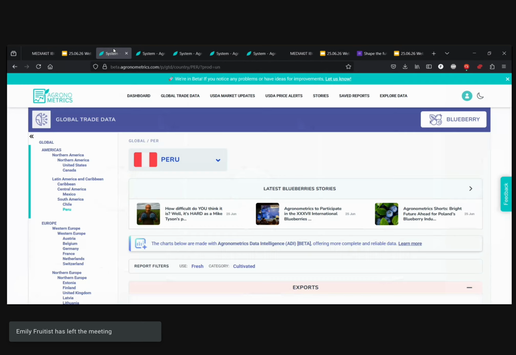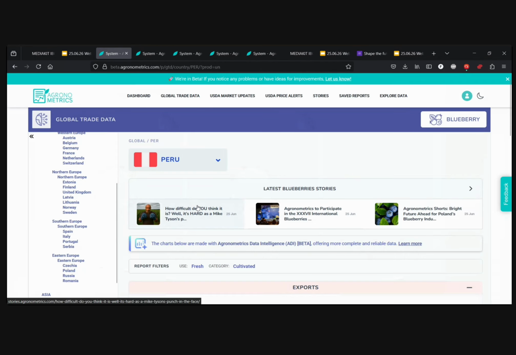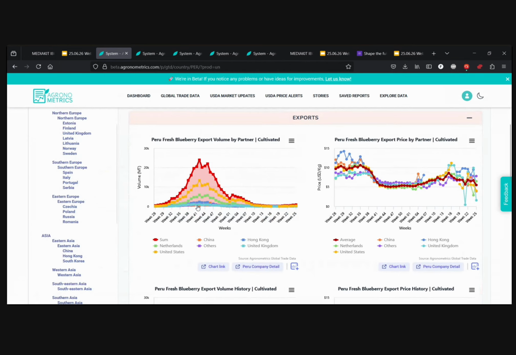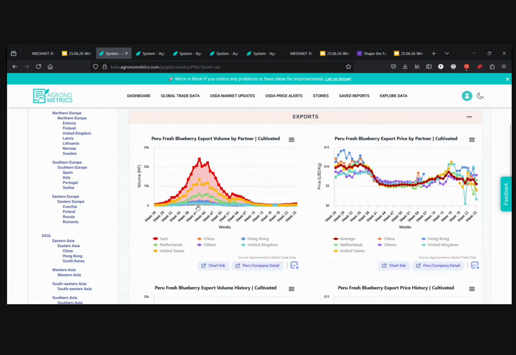So let's look a bit at the data. This is straight out of our Global Trade Data Service. And what I want to show you here is an overview of the information that we currently have available from Peru, and give context to why we're looking at identifying quality within this data set and what benefits we might be able to find from it.